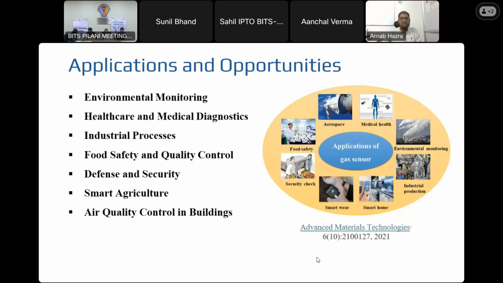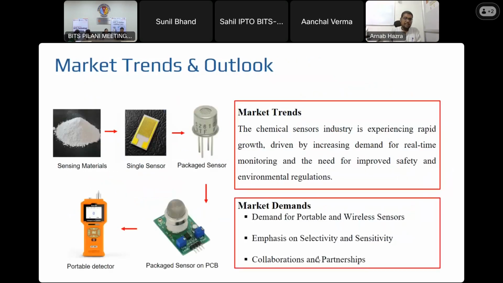So these are the wide applications and opportunities where we can use gas sensors and chemical sensors. And here I want to show you the market trends and outlooks. Of course, the chemical sensor industry is experiencing rapid growth, driven by increasing demand for real-time monitoring and the need for improved safety and environmental regulations. But the market does not say we have to develop a complete portable detector. We can develop different components at different stages, and those have quite valuable market acceptance.